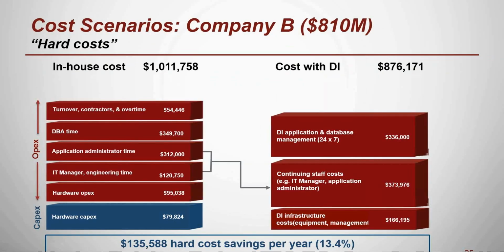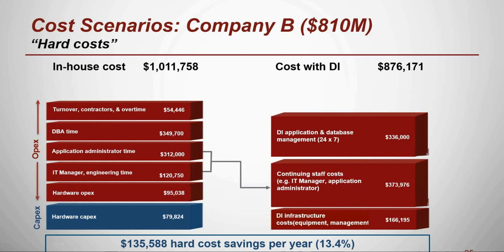So if we look at the hard costs for company B, which is the larger of the two, you can see here on the left-hand side that the components here in terms of DBA time, IT manager and engineering time, application administrator time, and OpEx are fairly comparable to the costs at Data Intensity in terms of the application database management. And then there is a reduction in the cost for continuing staff.